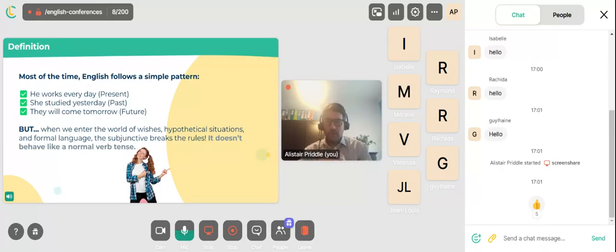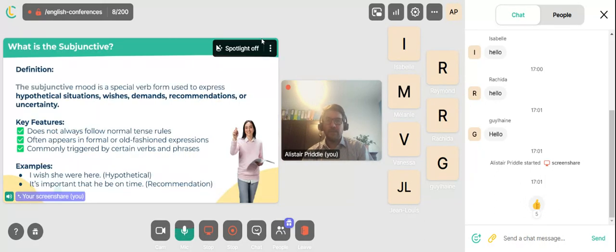Most of the time, active speech in English follows a simple pattern. Here we've got subject, verb, and an object. But when we enter the world of wishes, hypothetical situations, and formal language, the subjunctive breaks the rules. It doesn't behave like a normal verb tense.